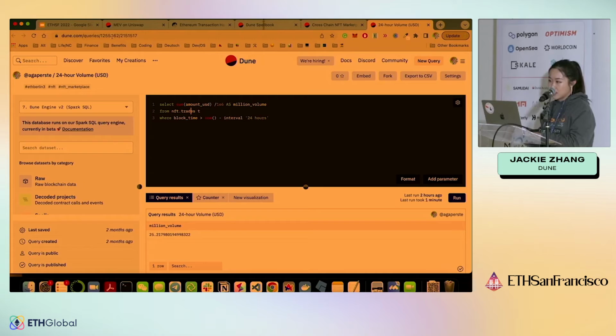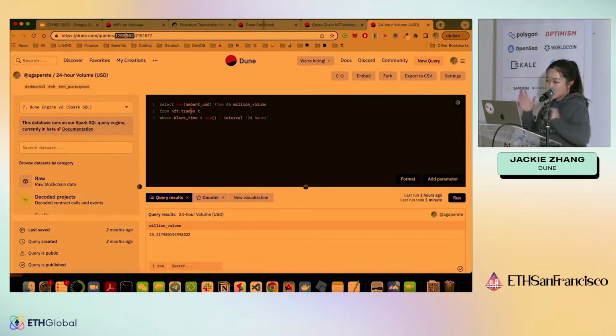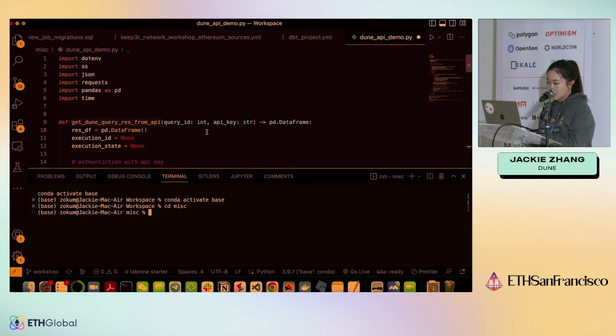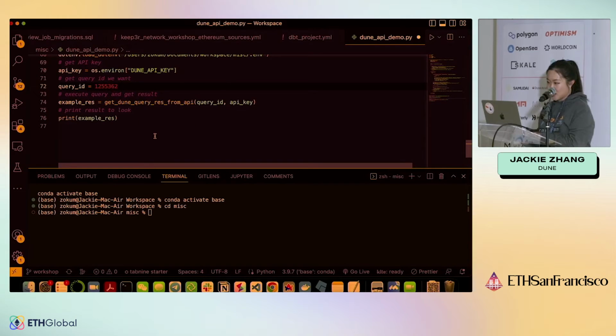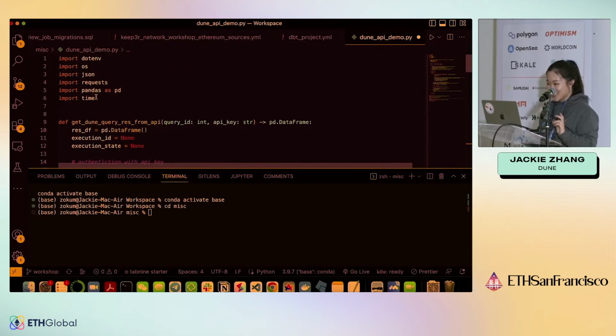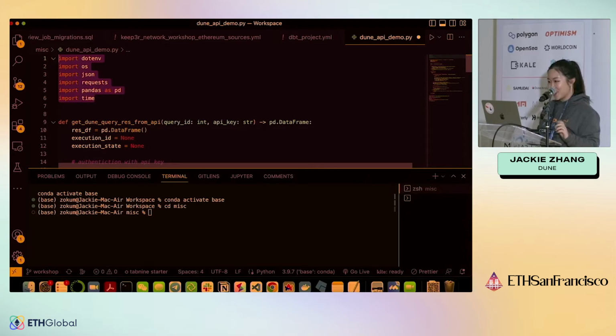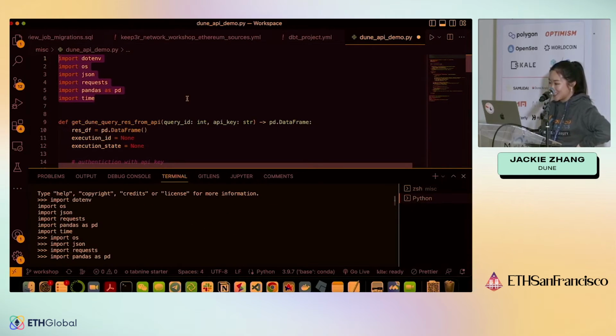The way you can use the API to pull Dune data is you get this query ID, the first chunk of numbers after "queries". You copy the query ID, and then I'm going to come back here and paste it here. Oh, I already did. So nothing really hard. I'm going to just import the packages that are needed.